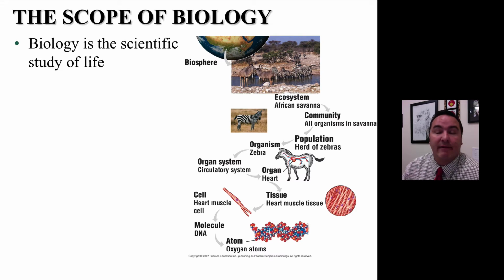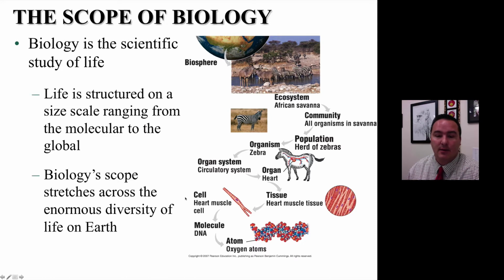Biology is the study of life, and it has a huge scope on this planet. The atomic level, how atoms bond to each other to form molecules and eventually form cells and tissues and organs and organ systems and all of the different parts of organisms, and then how these organisms interact with one another and with their environments to create the biosphere. This is the breadth of biology.